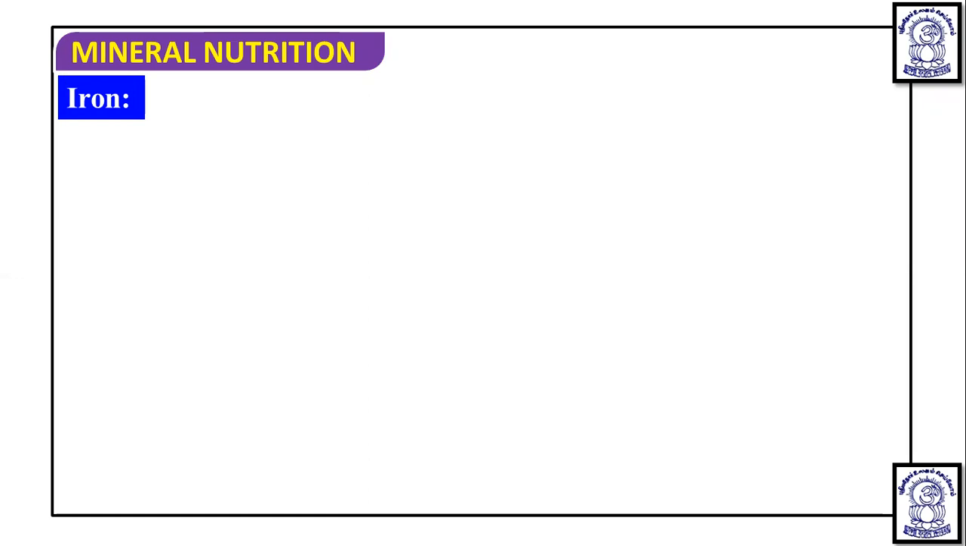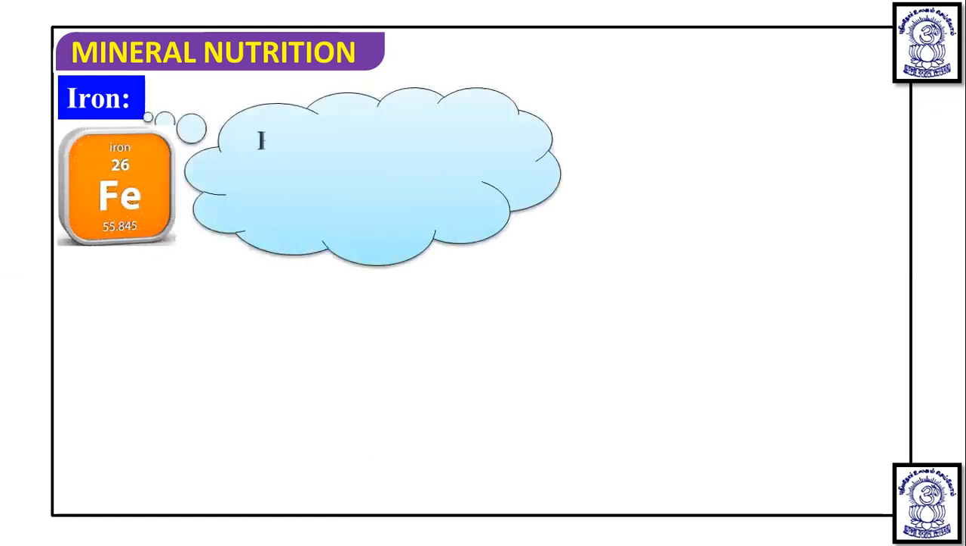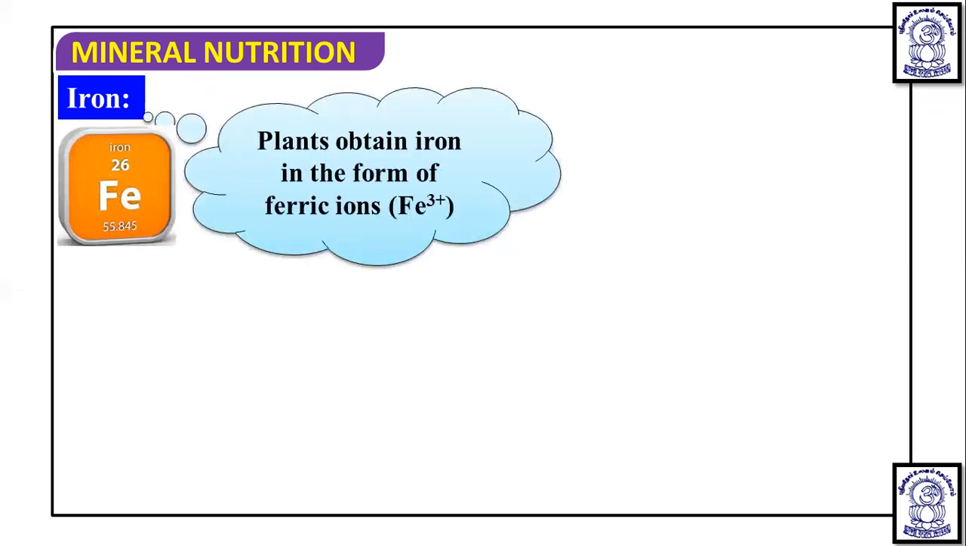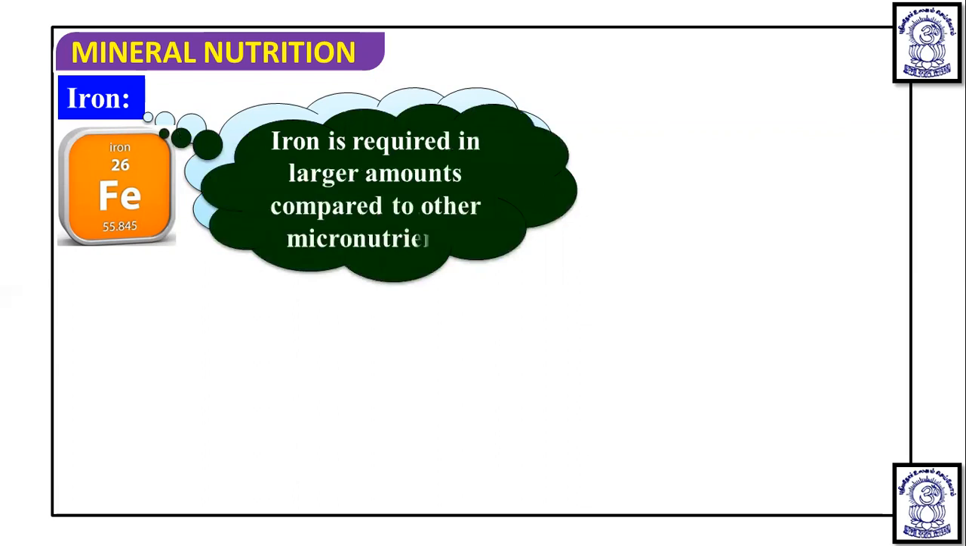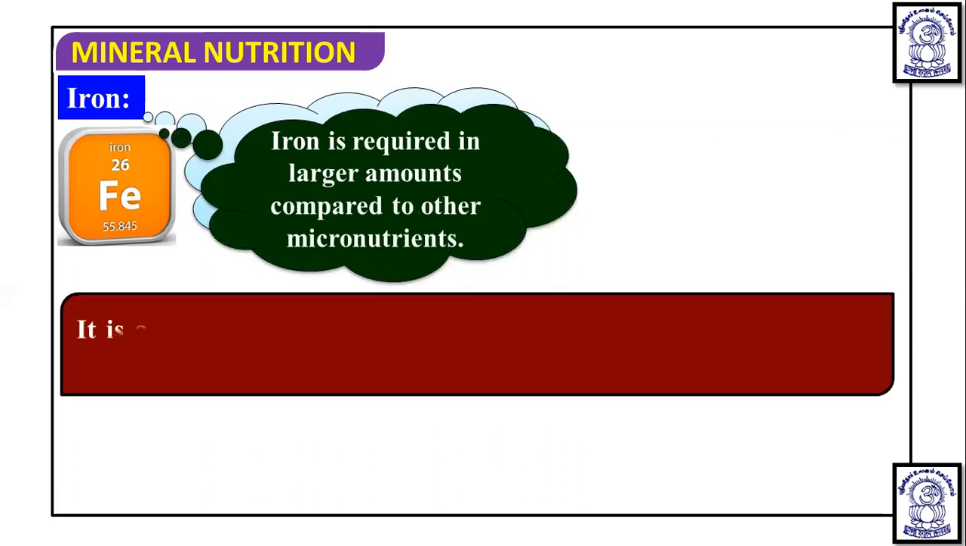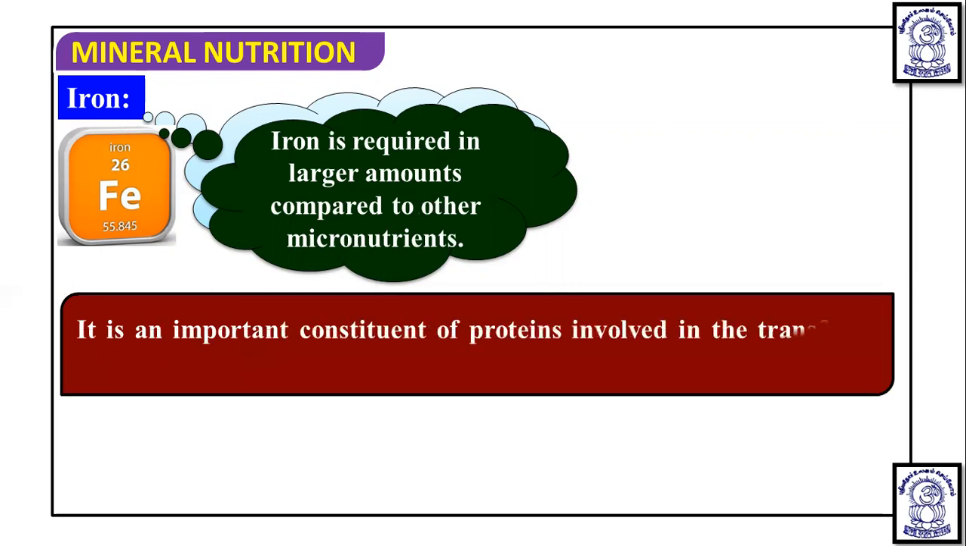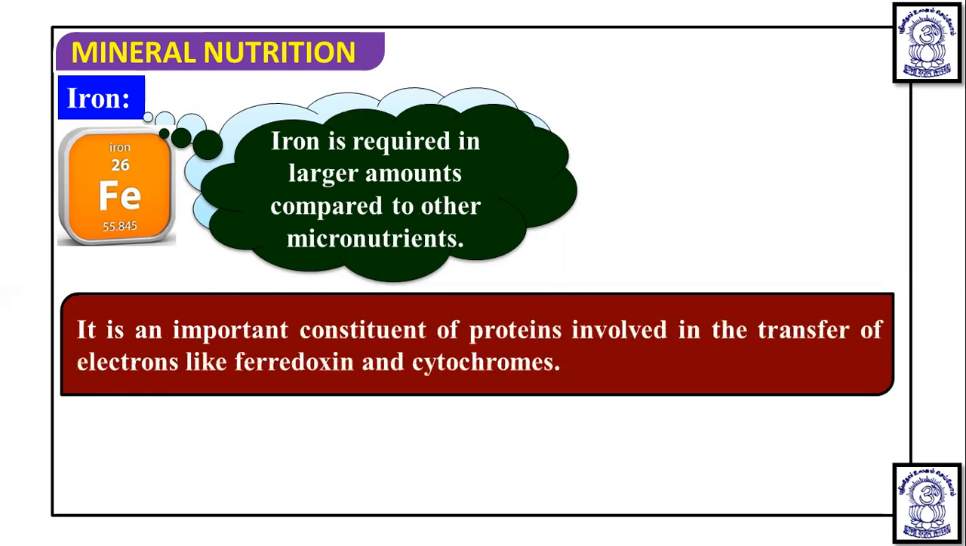And if you talk about iron, this iron is absorbed in the form of ferric ions, that is Fe3+. Okay. Now, if we talk about its physiological functions, iron is required in larger amounts compared to the other micronutrients that we have already discussed. It is an important constituent of proteins involved in the transfer of electrons, like ferredoxin and cytochrome. Ferredoxin and cytochromes are electron carriers involved in the ETS of photosynthesis and respiration both. These are proteinaceous components, so they have this particular ion as their constituent.